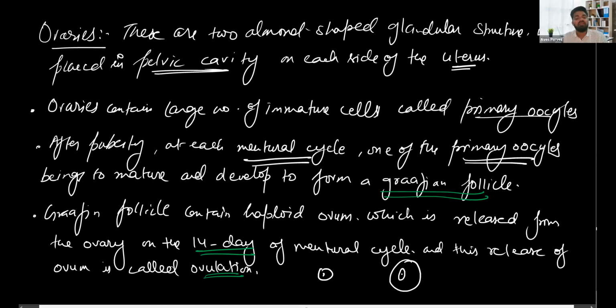If I ask how much time it takes for a Graafian follicle to complete maturation and release of the ovum, it takes only 8 to 10 days. But if we start counting from the menstrual cycle, on which date of the menstrual cycle the ovum is released, that is the 14th day. And how, we will discuss later when we study the menstrual cycle. The Graafian follicle contains haploid ovum which is released from the ovary on the 14th day of the menstrual cycle, and this release is called ovulation. So please note it down.